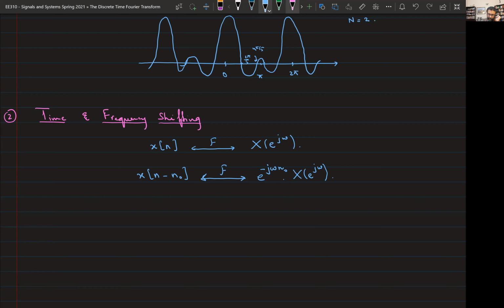And I am not going to do a proof for this. The proof is really, really simple. I mean, given that you're familiar with the proof for continuous time Fourier transform, but I would still urge you to try to do this on your own. Okay. Now, the next question is, what happens if I do the shifting in the frequency domain?